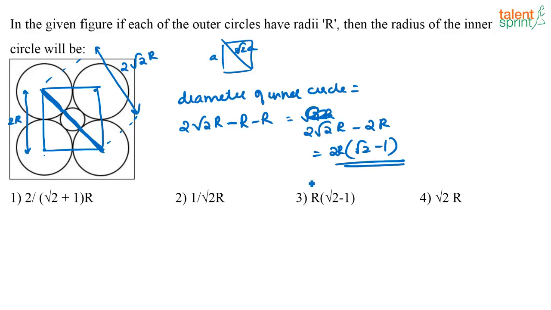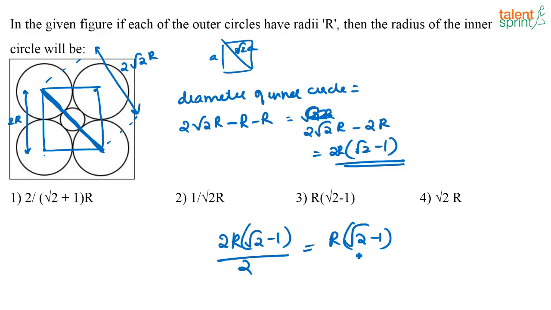So what is its radius? Its radius is nothing but 2r into root 2 minus 1 divided by 2, that is equal to r into root 2 minus 1. That is option 3.